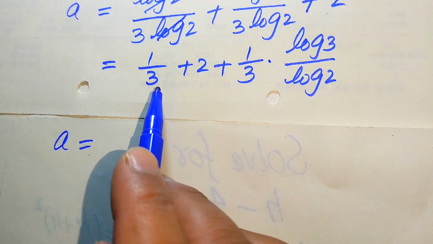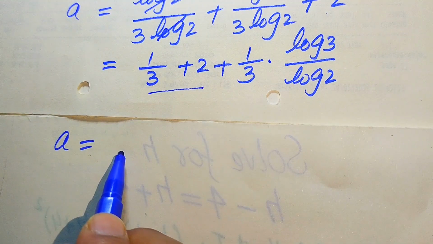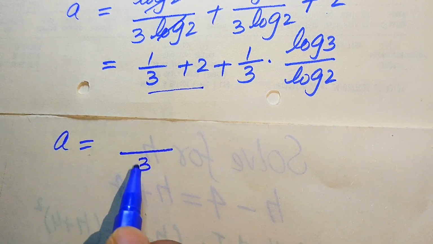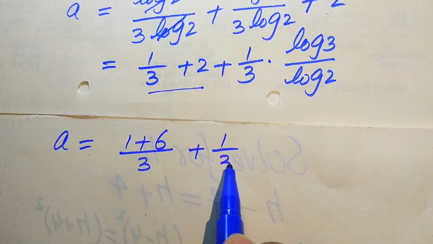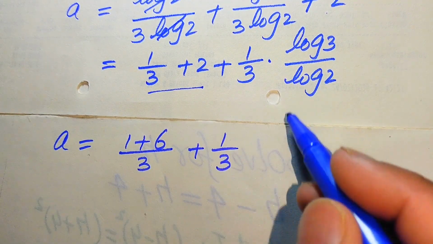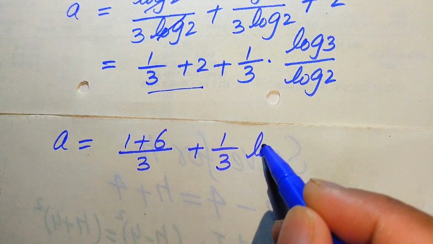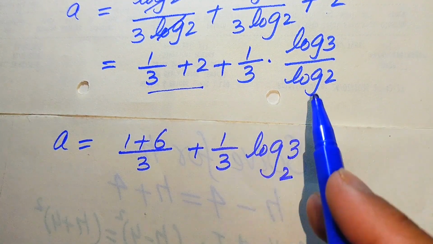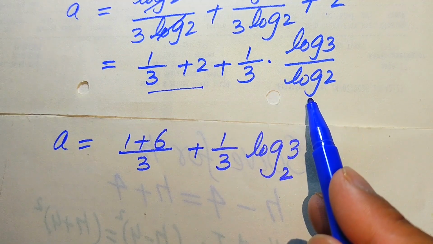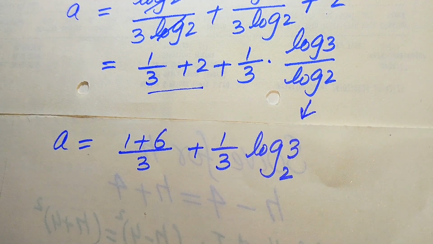So here we need to take the LCM of these two terms, and its LCM becomes 3, and we get here 1 plus 6, and plus this is 1 over 3. Here we apply another property of log, and we combine both of these two logs, and we write it in this form: log of 3 with base 2. Okay, this log 3 divided by log 2 is equal to this value.